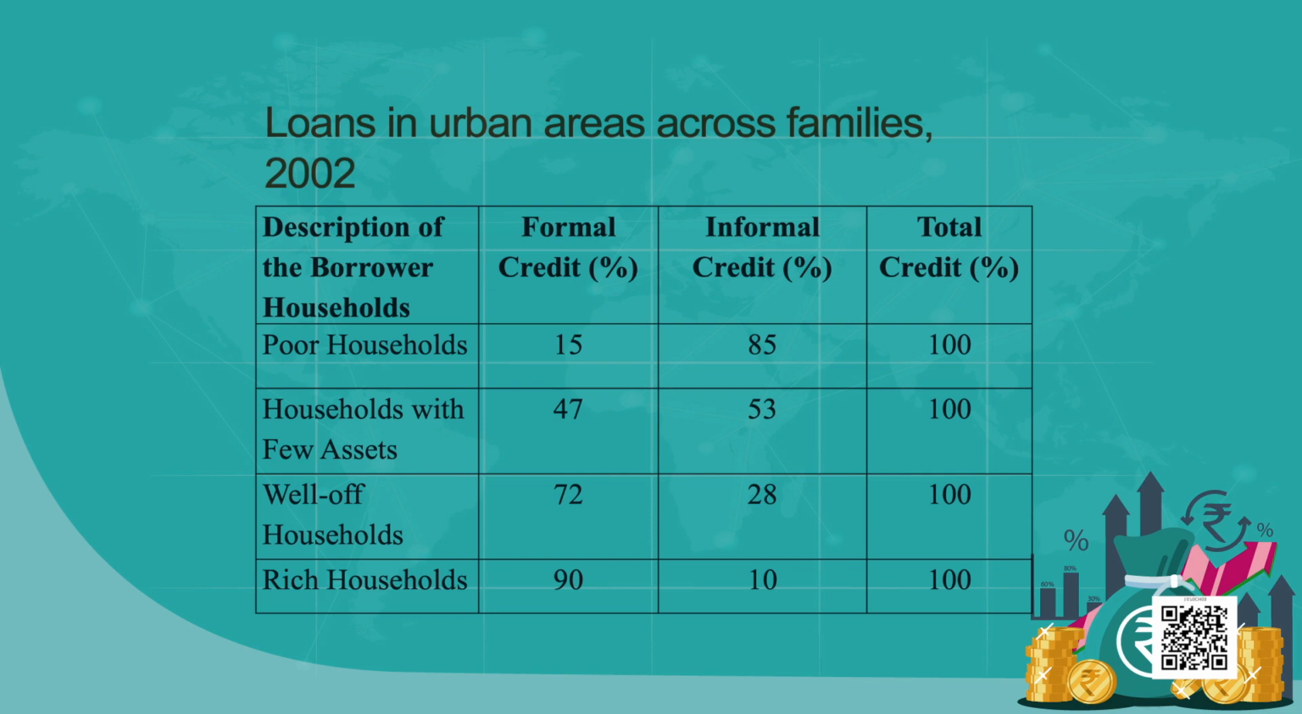So the table shows here that for poor households, 85% of their needs are met by the informal credit sources. But if you look at the last row of the table, 90% of the credit needs are met by the formal sources like banks and cooperatives. So this is the situation in the urban area.